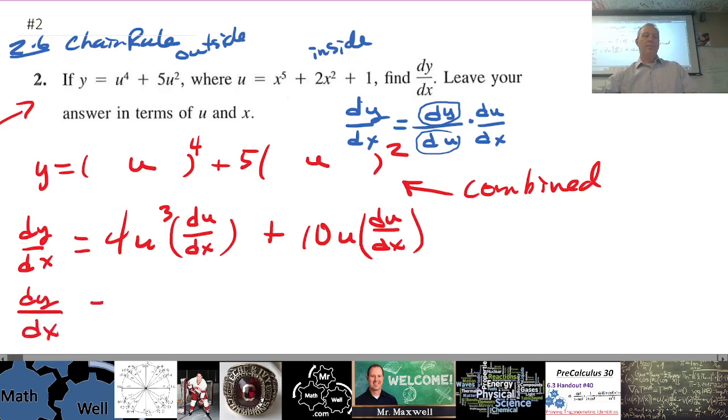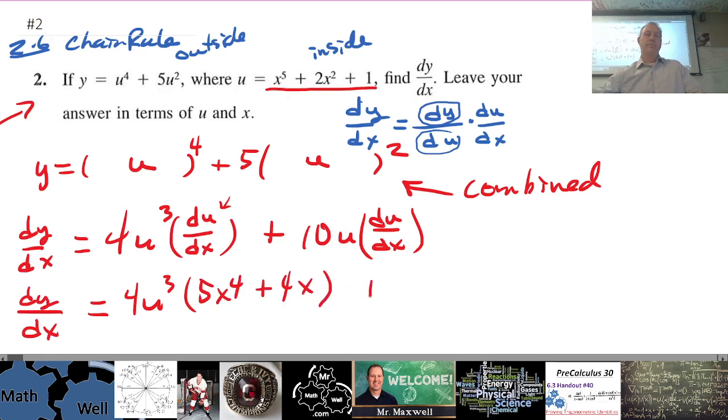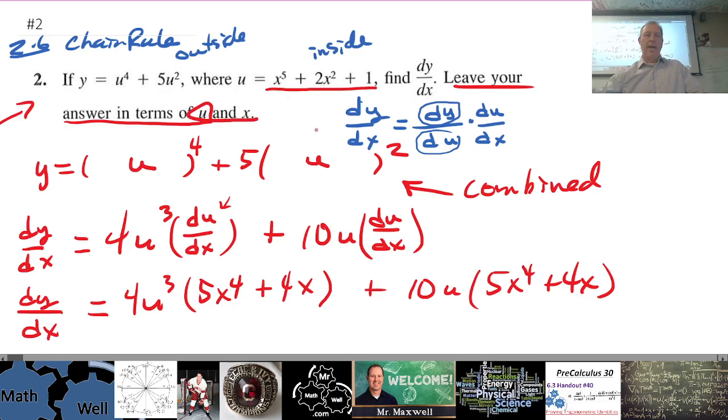dy/dx now. So what is du/dx? That's going to be the derivative of what's inside here. So let's substitute that in now. So 4u cubed times, this is going to be 5x to the fourth plus 4x. And that's the same over here. Okay, now actually it says leave your answer in terms of u and of x. So there you go. That's where you stop.